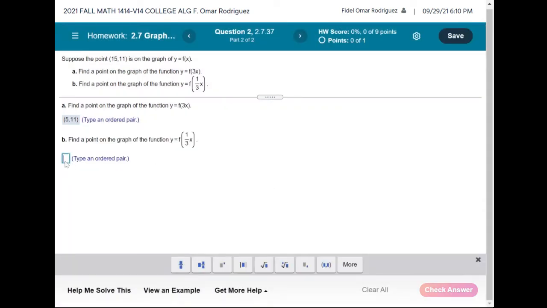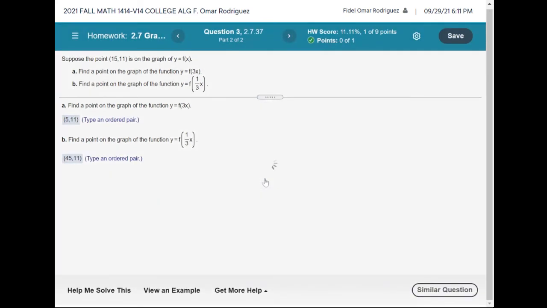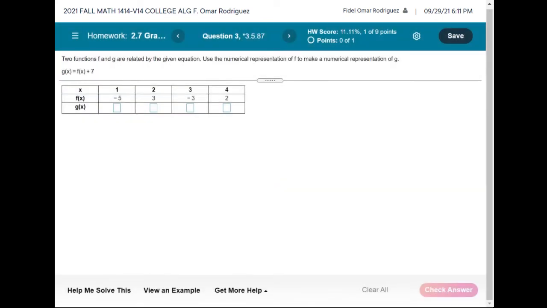All right, let's try the next one. We said the next one, (45, 11). And I'm going to check that one. We got it done. Okay. So this problem here was just asking me for one specific point. So I could do it for one specific point. I can do it for a ton of them.